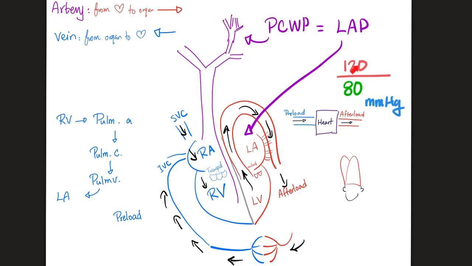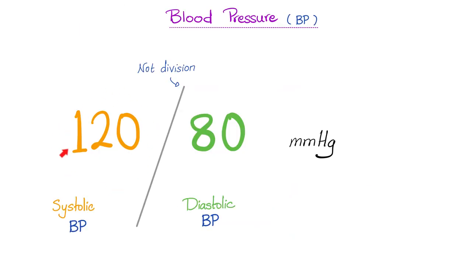Millimeters of mercury for systolic, millimeters of mercury for diastolic. This is the measuring unit for blood pressure. Systolic blood pressure over diastolic blood pressure. The measuring unit is millimeters of mercury.